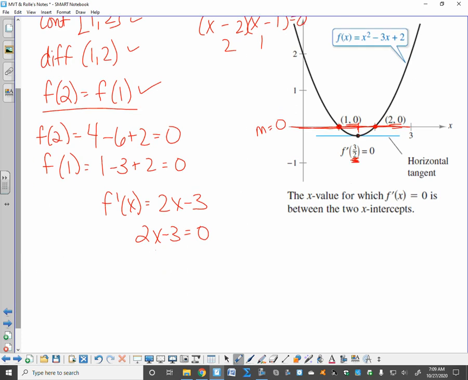And if you solve this, you see that you get 3 over 2. So I know that the vertex of that parabola is at x equals 3 over 2. 3 over 2 is the x value for which the slope of the tangent line is 0.